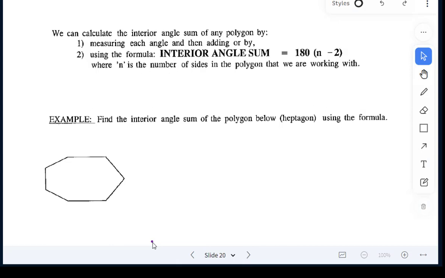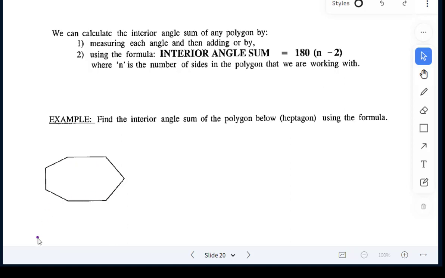So there is a formula we can use to calculate the interior angle sum. Interior angle means all of the angles on the interior of a polygon, but we're looking at the sum of it, so adding up all of the interior angles of a polygon. The first method you could use is a protractor: measure each angle and then add them up to get the sum.